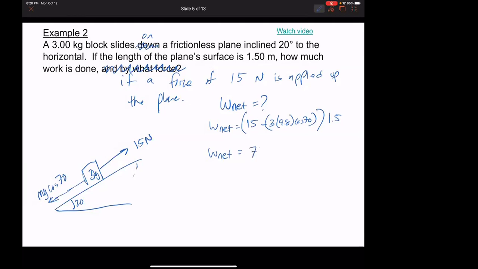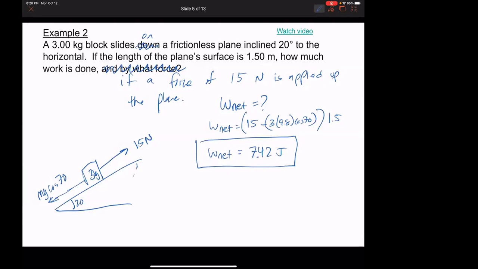That's .42 joules. So in this case, our net work is up the plane because we have a positive work from the 15 newtons and a negative work from mg cosine theta. Does that make sense?